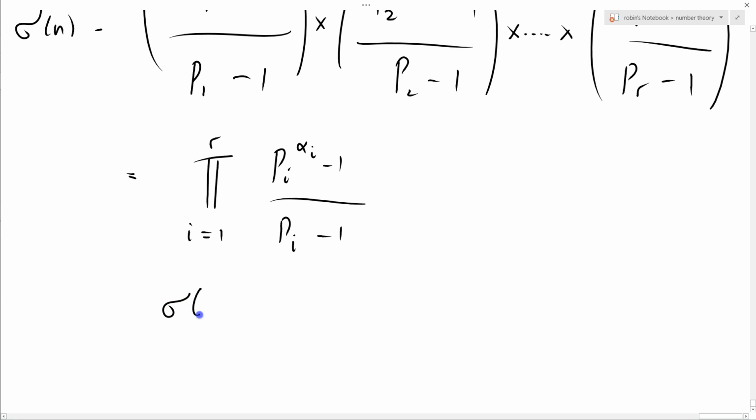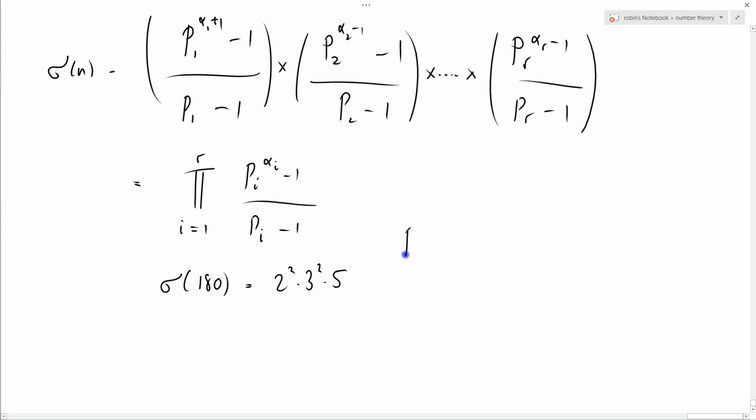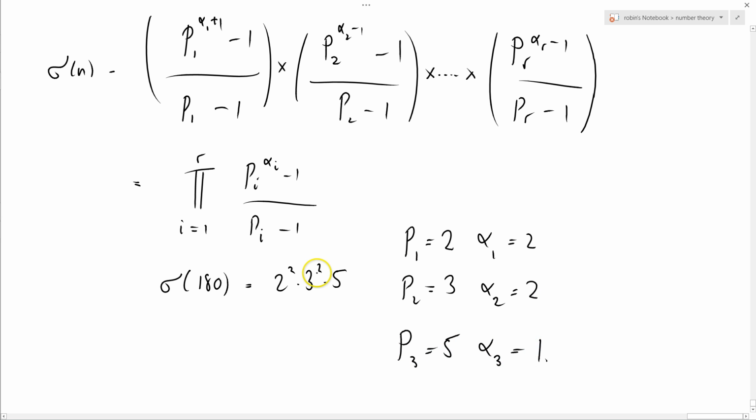We can work out sigma of, let's say, 180, which I certainly couldn't be bothered to do by listing divisors. And we got the prime factorization of 180, didn't we? It was 2 squared times 3 squared times 5, from the last screencast. Yeah, that's right. So p1 equals 2, alpha 1 equals 2, p2 equals 3, alpha 2 equals 2, p3 equals 5, alpha 3 equals 1, because it was 5 to the power 1.